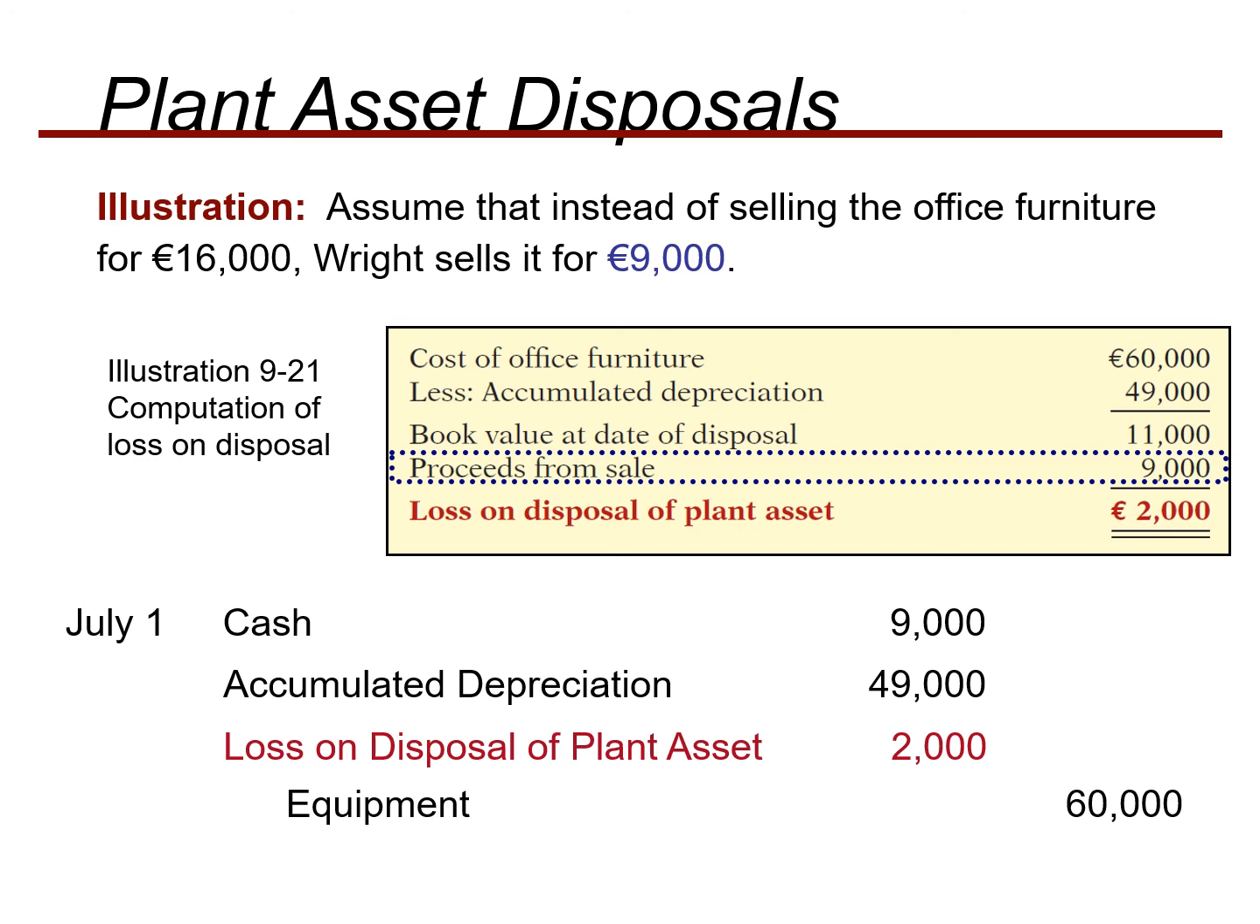So your entry would be cash 9,000. This is the cash proceeds from selling that plant asset, the office furniture, and accumulated depreciation is 49,000 up to the current period, and loss on the disposal of plant asset is 2,000, and the total cost of equipment is 60,000. So this would be the general entry when you have a loss on the disposal or loss on the sale of your plant asset.